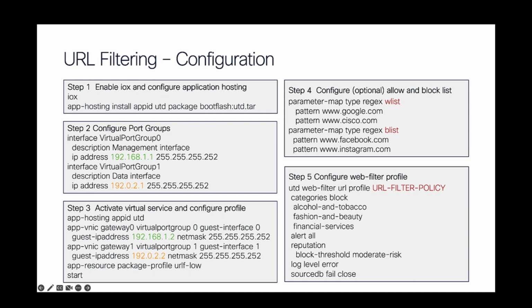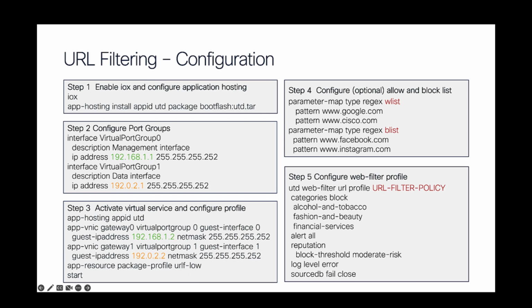So now let's go over the actual configuration of URL filtering on our Catalyst 8000V. This can be done in 8 simple steps. The first step is we're going to enable application hosting, and we can do that by using the command iox. After we download our UTD package and copy it to the bootflash on our router, we can install the package using app-hosting install appid, then the name of the app, package bootflash, and the name of the file we downloaded.